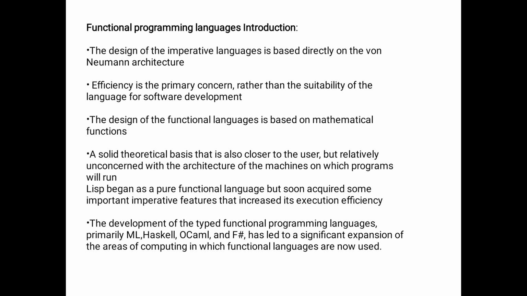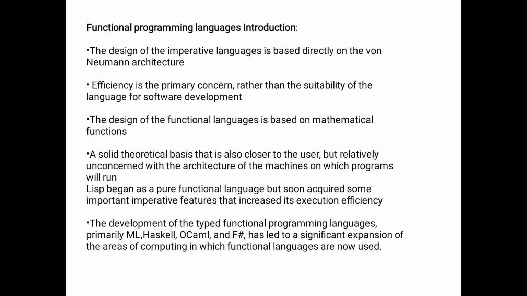The design of the imperative languages is based directly on the von Neumann architecture. Efficiency is the primary concern rather than the suitability of the languages for software development. The design of the functional languages is based on mathematical functions, a solid theoretical basis that is also closer to the user, but relatively unconcerned with the architecture of the machines on which programs will run.